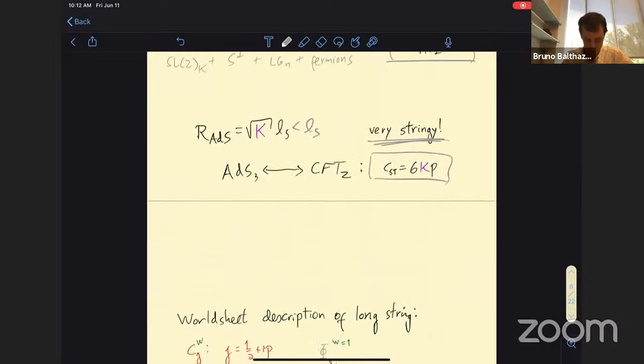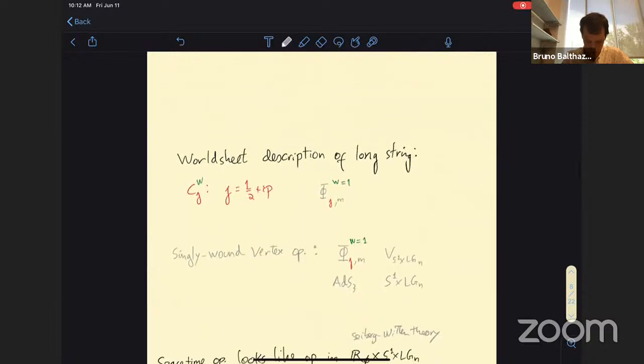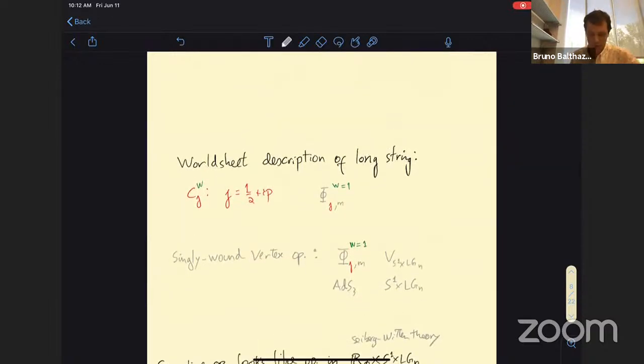Okay, so we can do the same steps that we did above for the AdS3 cross S3 cross T4 case and look at the dynamics of a long string, the worldsheet dynamics of this long string. So we have the same representations of SL(2,R), this continuous series, where p labels the momentum in the radial direction, and the same worldsheet vertex operator for a singly wound long string. And you can form the worldsheet vertex operator now by combining an operator in AdS3 and an operator in S1 times Landau-Ginzburg.